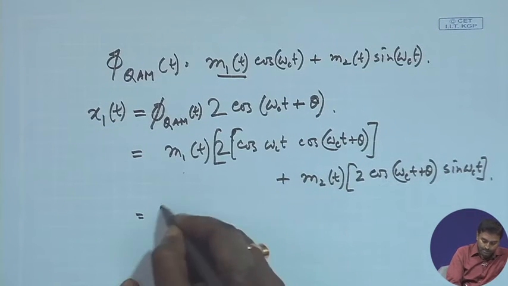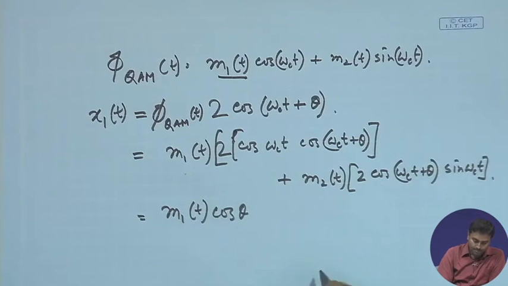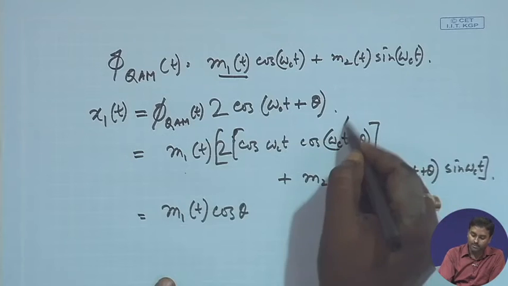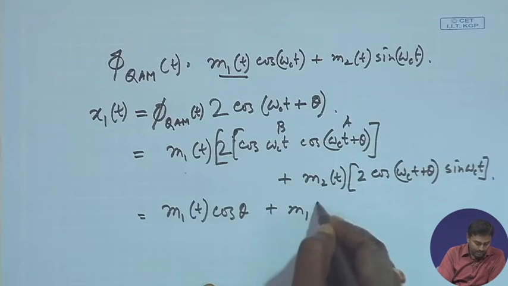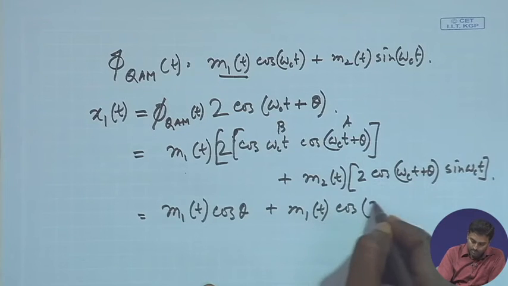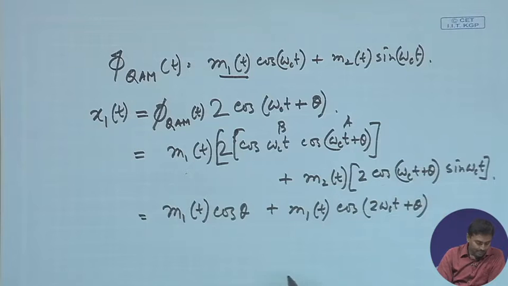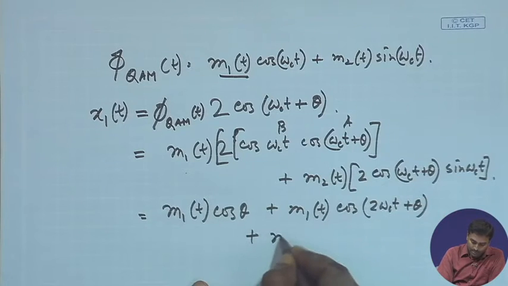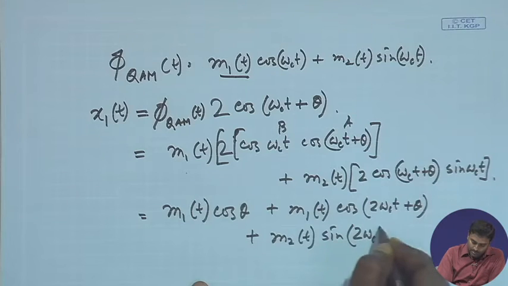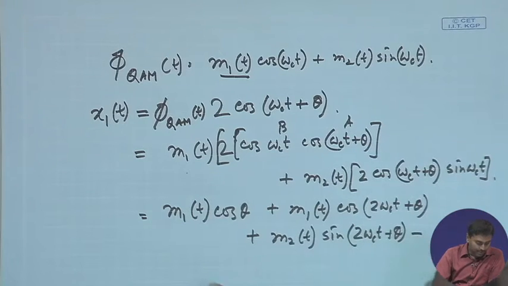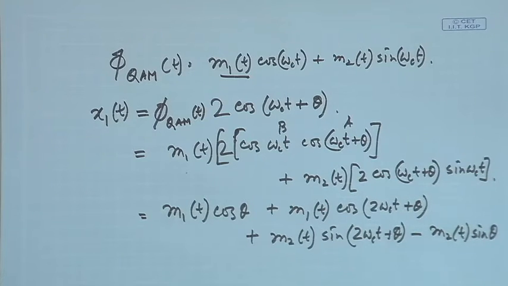So, we will be getting m1(t) cos θ, the A minus B term, if this is A and this is B, plus m1(t) cos(2ω_c t + θ), and we will have m2(t) sin(2ω_c t + θ) minus m2(t) sin θ. Fine.